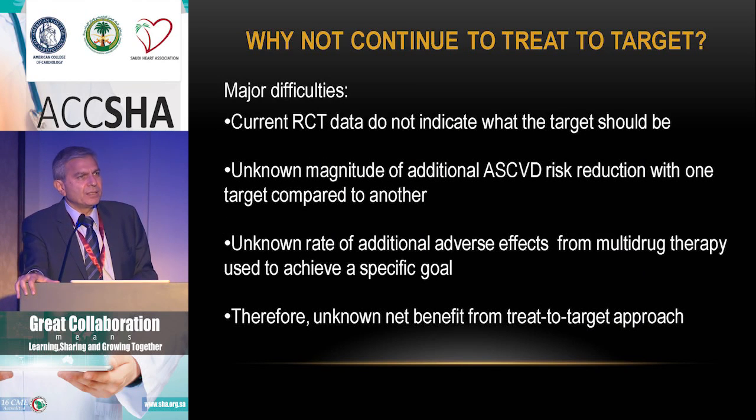So why not continue to treat to target? Forever we've been trying to treat to a target of less than 100 for LDL or less than 70. That's because current randomized clinical trial data do not indicate what the target should be. So we've always gone by targets, even though targets were just cutoffs that were not proven scientifically. And then there is an unknown magnitude of additional reduction of risk with one target compared to another. So why is 70 better than 100? Why is 100 better than 120? And there is an unknown rate of additional adverse events.